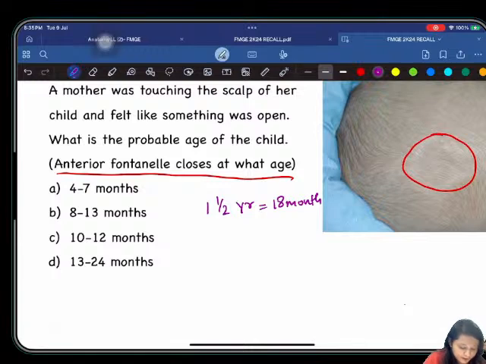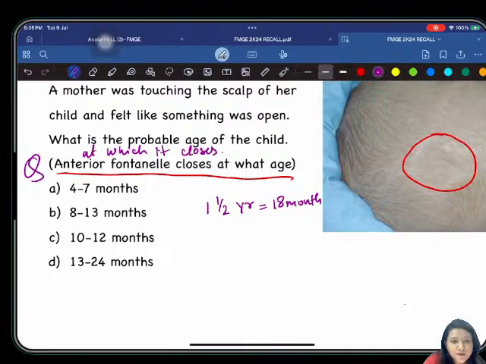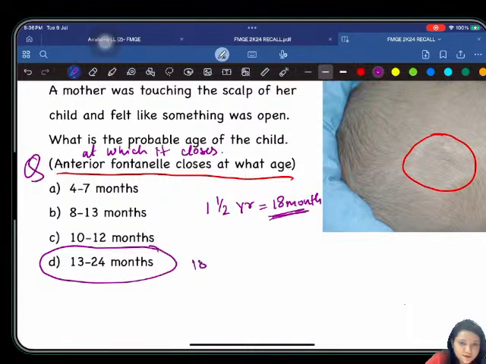They have asked the question: the probable age of the child at which the anterior fontanelle closes. So the answer should be around 18 months. But they have given the options 4 to 7, 8 to 13, 10 to 12. So what matches best is 13 to 24 months. So 18 months comes inside this range.